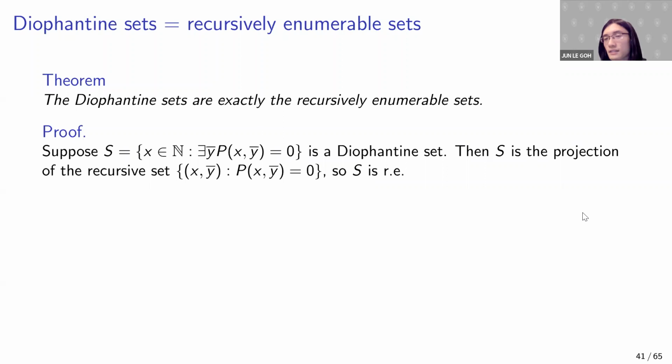And so if you do this forever, eventually you'll list every element of S, and that shows that S is recursively enumerable. So that's kind of one way to do it.